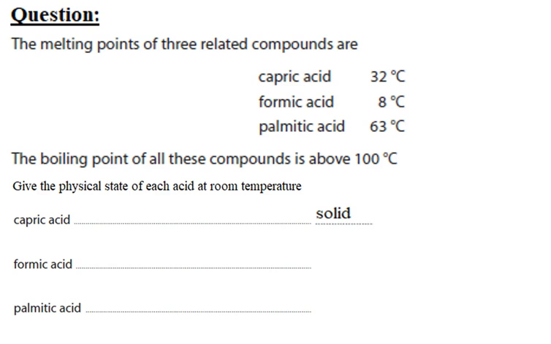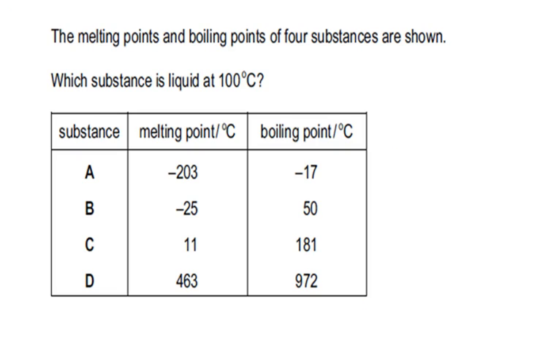Now, formic acid has a melting point of 8 degrees centigrade. That means that at room temperature, at 20 degrees centigrade, it has already melted. Its boiling point is above 100, so it hasn't boiled yet. So formic acid must be a liquid. Palmitic acid has a melting point of 63 degrees centigrade. That means at room temperature, it hasn't melted yet, so it must be a solid.